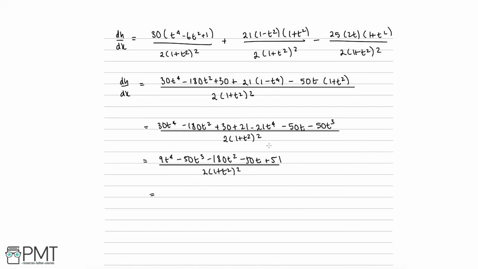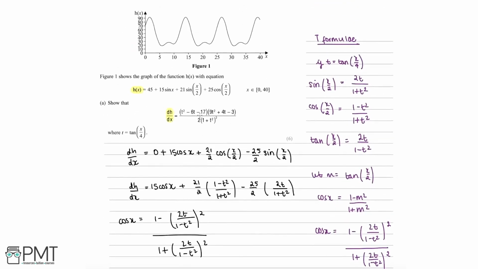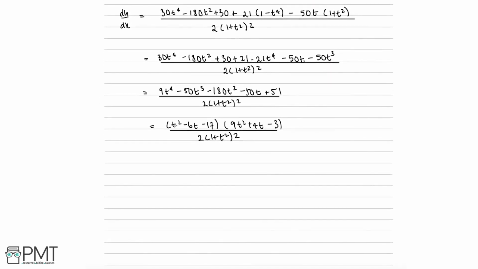And this can be factorized to give you t squared minus 6t minus 17 multiplied by 9t squared plus 4t minus 3, and this is all over 2 multiplied by 1 plus t squared all squared. And this is actually the same as our show that question over here, and thus we have actually shown our answer.